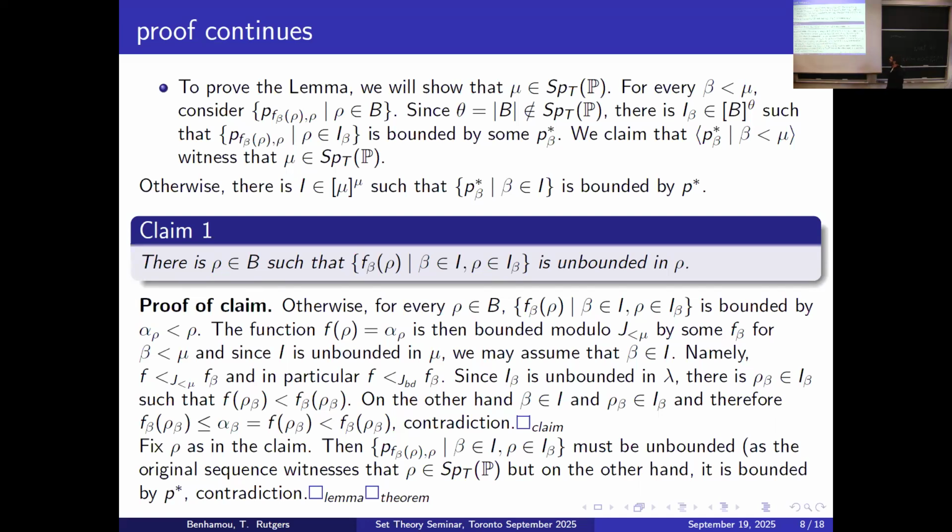So now that we conclude this lemma, we fix a rho as in the lemma for which this set is unbounded. And therefore, this must be unbounded, because this is the property of the original sequence, that whenever you take a subset of rho which is unbounded in rho, this has to be unbounded. But on the other hand, it's going to be bounded by P, and that's a contradiction. Okay? So that's the theorem.